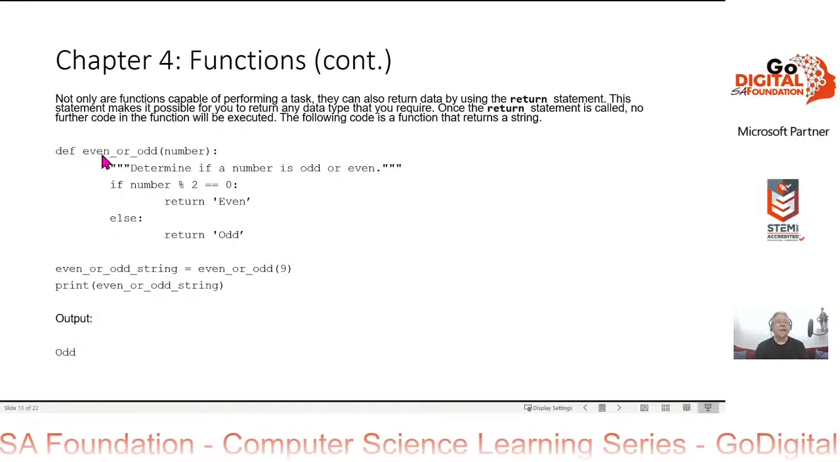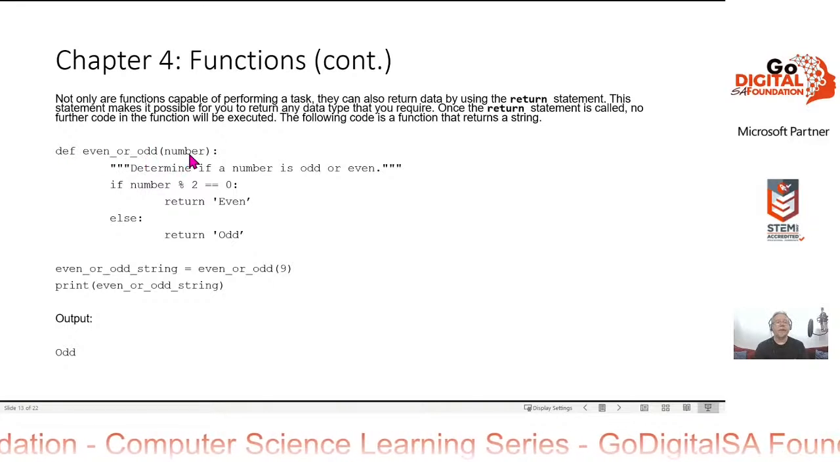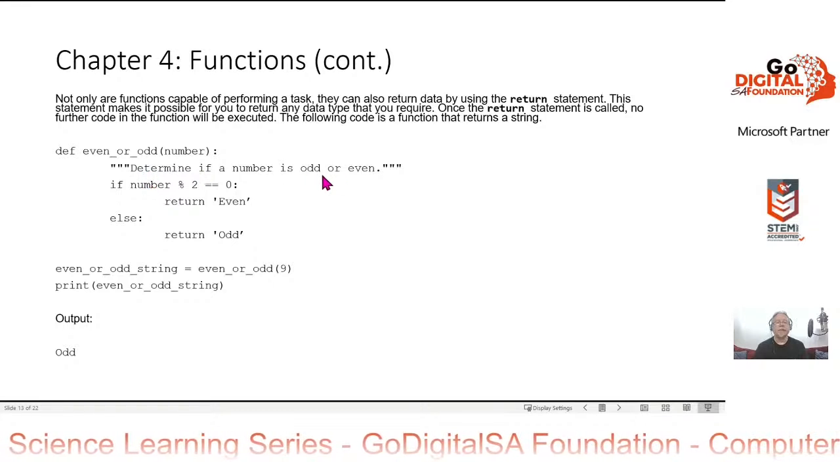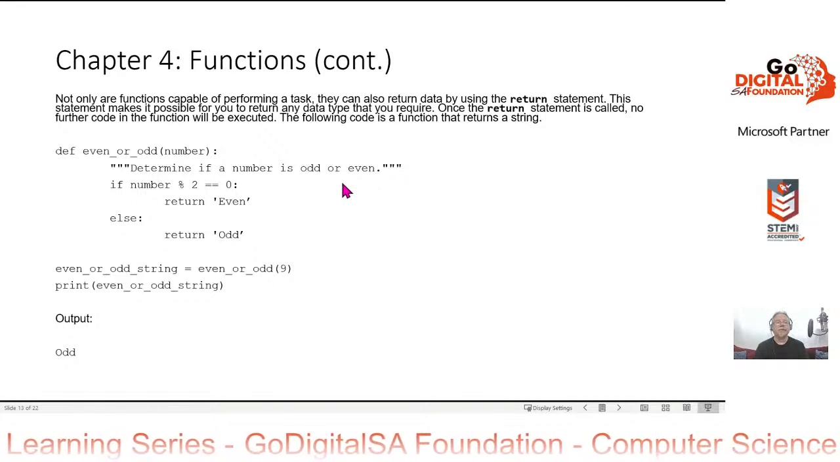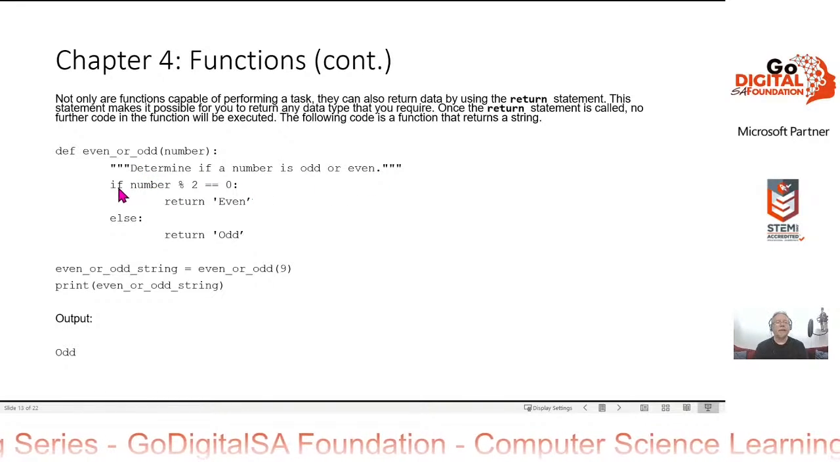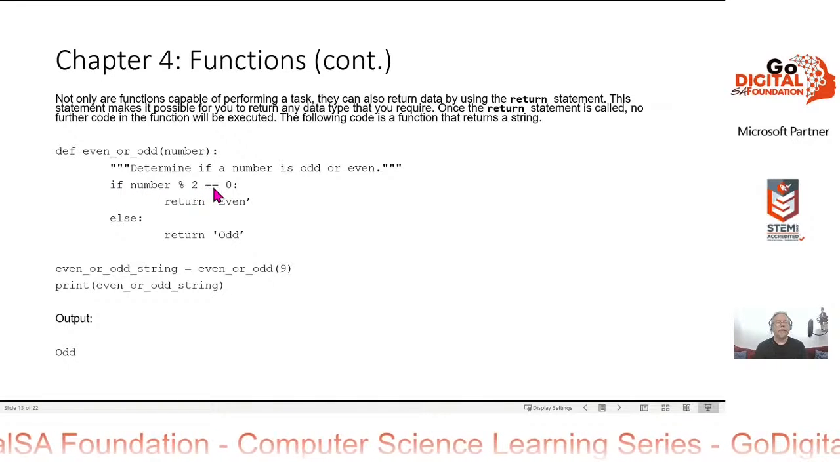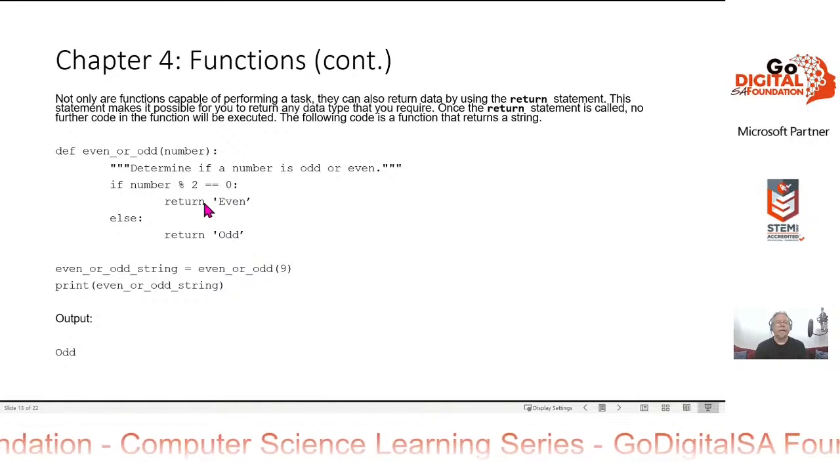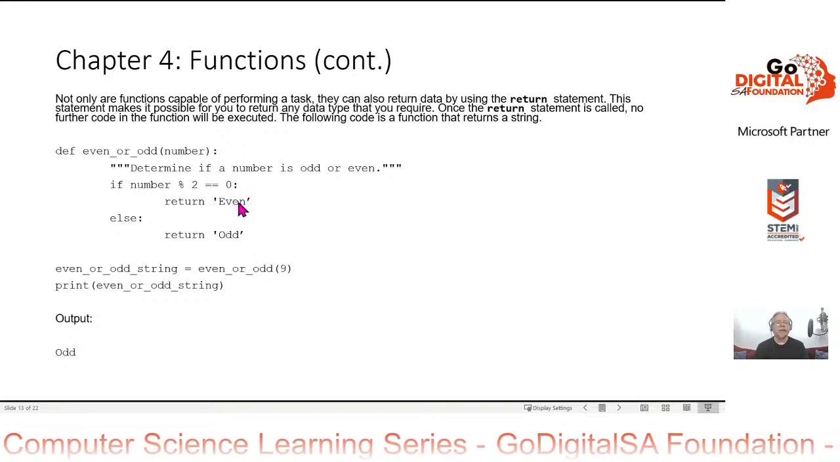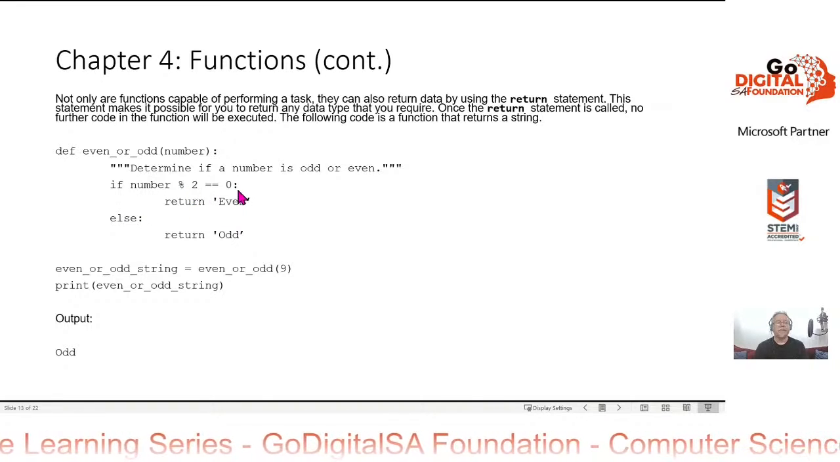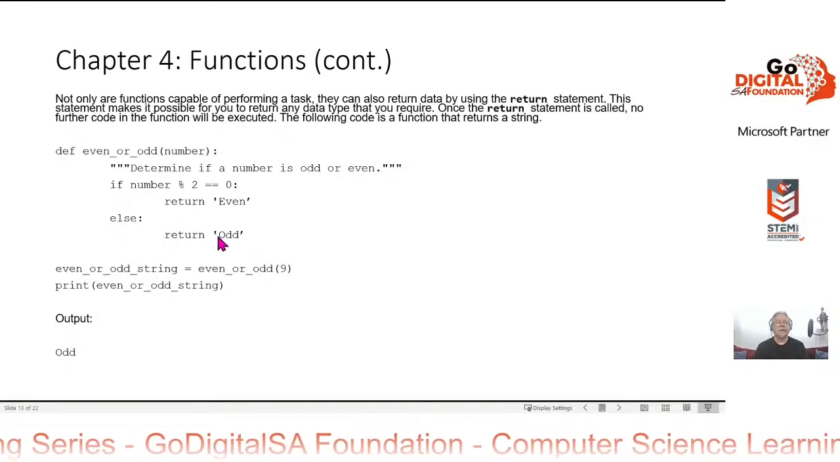Okay, so we define even_or_odd with parameter number. Our docstring says determine if a number is even or odd. Okay, so the code is: if number modulo 2 is equal to 0, then it's going to return the string even. Else, so if it's not 0, it's going to return odd.